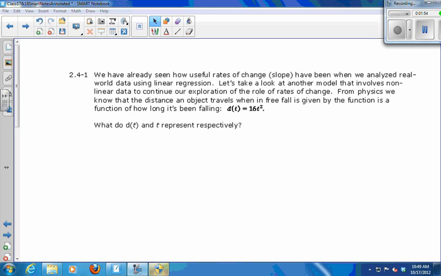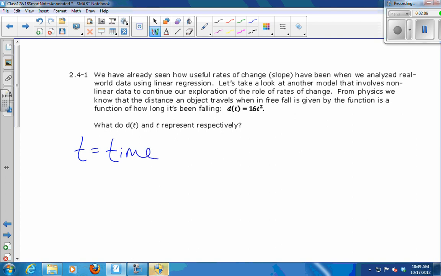So the distance that an object travels when in free fall is 16t squared. So what does t represent? Yeah, I heard some people say it. Time. And what does d of t represent? Distance.